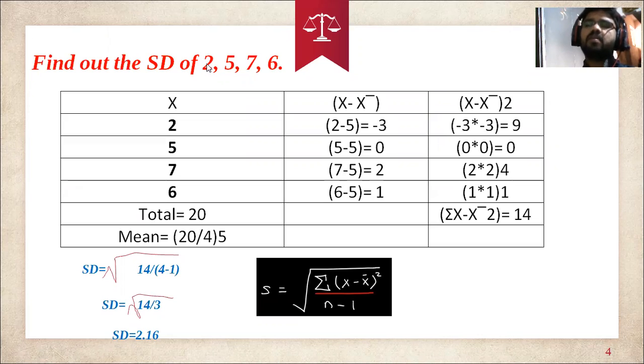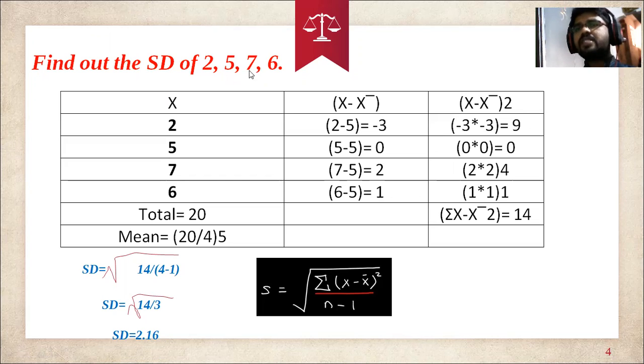For example, if you take marks, or if you take your earning, your income, 2000, 5000, 7000, 6000, you can imagine it like that also. But X is equal to 2, 5, 7, 6. If you take it as income, the values are in thousands. If you take your marks, you will take the numbers 2, 5, 7, 6. It doesn't matter, but you need to understand how we can find out the standard deviation.